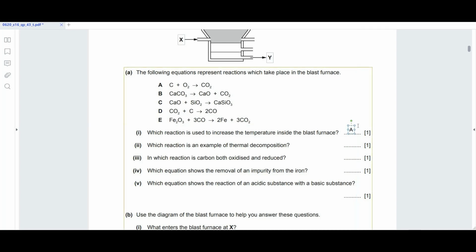questions. Okay. Now moving on to part 2 of this question. Which reaction is an example of a thermal decomposition? You can see here among all these reactions, reaction B is an example of a thermal decomposition. Calcium carbonate is breaking down into calcium oxide and carbon dioxide. But I'll tell you why only reaction B is the answer.